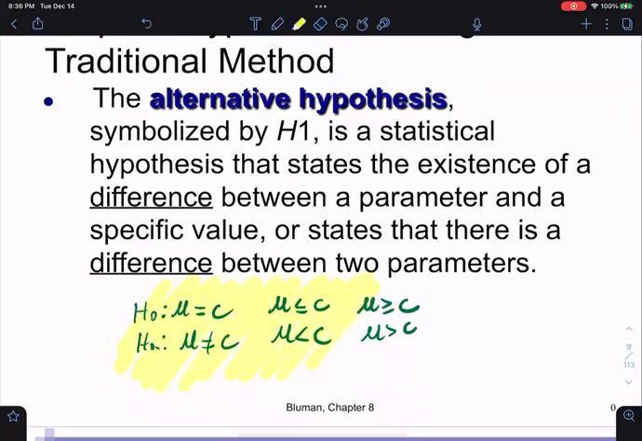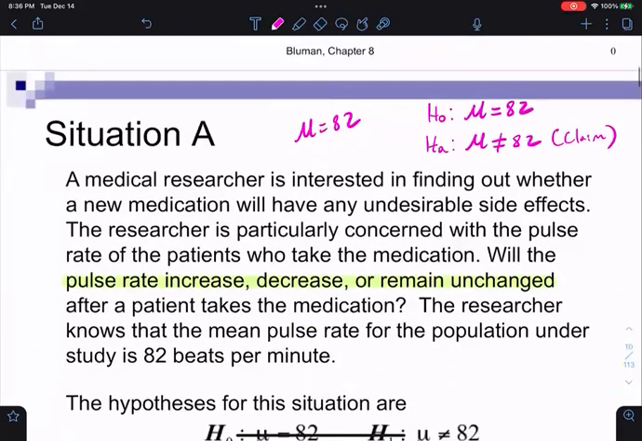If you get confused about which one you should do, remember that the null is always equal, less than or equal, or greater than or equal, and this parameter can change, right? It can be the mean, variance, or whatever. But for this situation, I'm just reminding you that this is the mean, the actual parameter. So this can change, but just remember the signs. This is what I want you to remember, okay? So if you're confused whether the claim should be in the null or in the alternative hypothesis, you remember this little rule. So just make sure that you remember that.